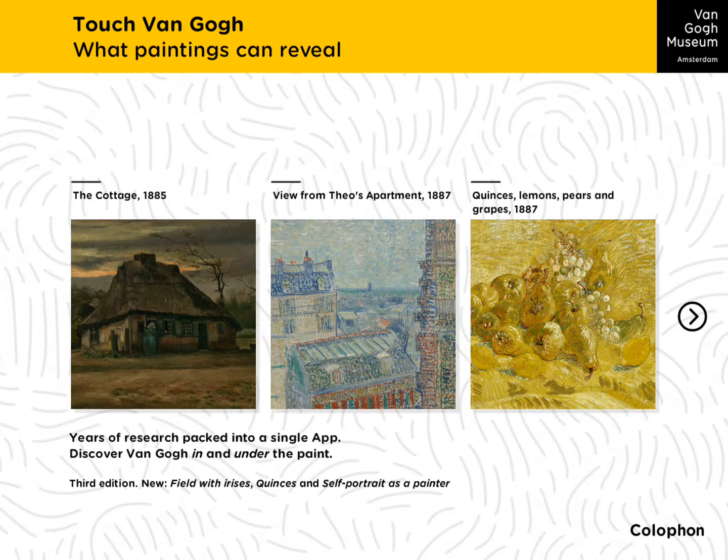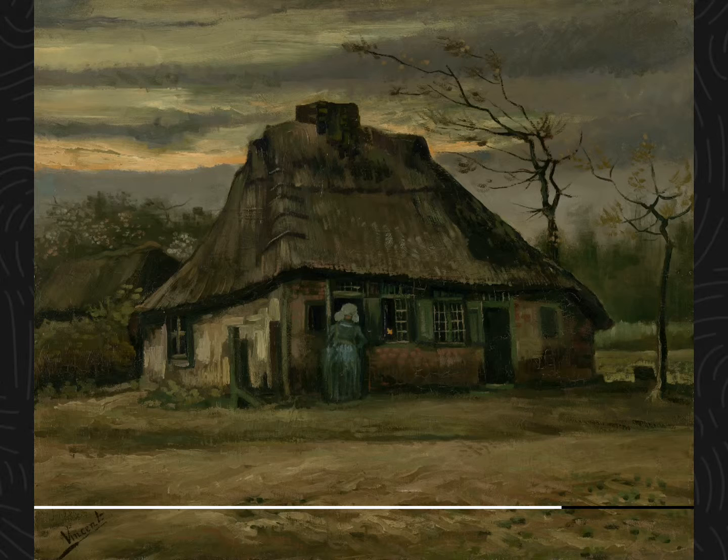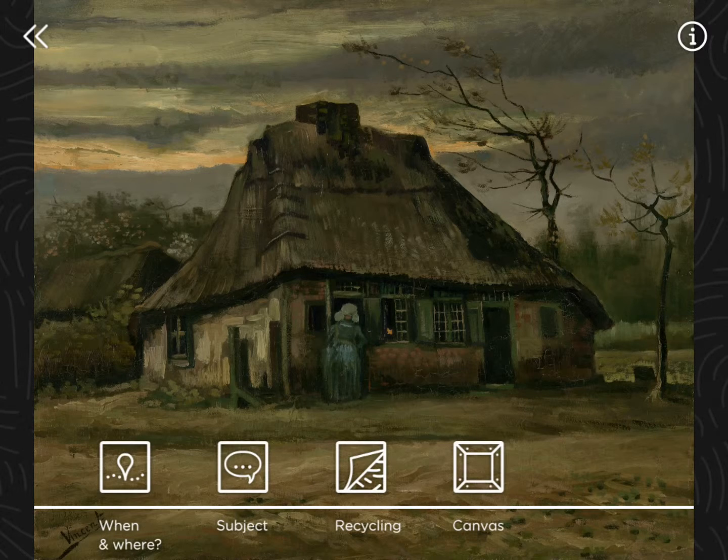We're going to take a look at the first one, The Cottage, 1885. There will be a buffering bar at the bottom that will go across. Once it's all the way across, it will give you little icons that you can touch at the bottom. This is a painting that Van Gogh did in his hometown where his parents lived. This is actually a duplex. 2 families would live in this house.